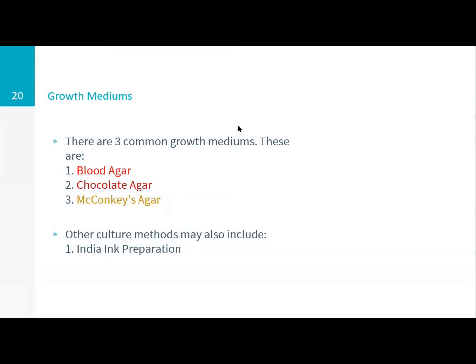So, of course, now, guys, there are actually 3 growth mediums that.